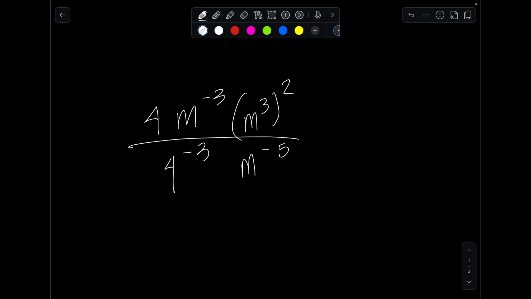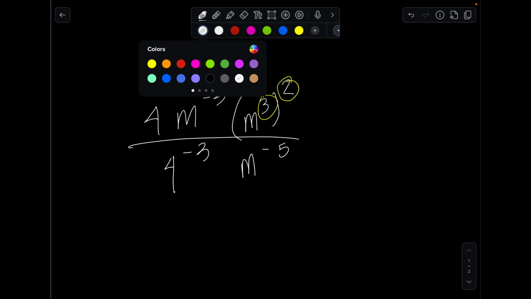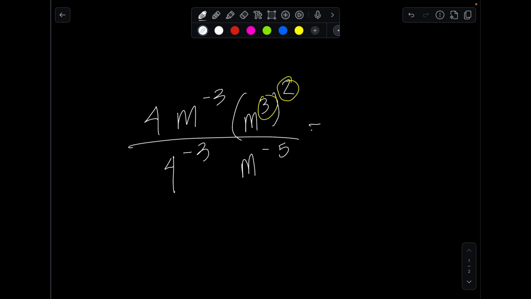Okay, 4 times m to the negative third times m cubed to the second power, divided by 4 to the negative third power m to the negative fifth power. So how do you do this? I'm looking at this like, what the heck? Start with one rule at a time. So like this one, see the 2 powers here? Well, you could do that one first, okay? So let's do one thing at a time.